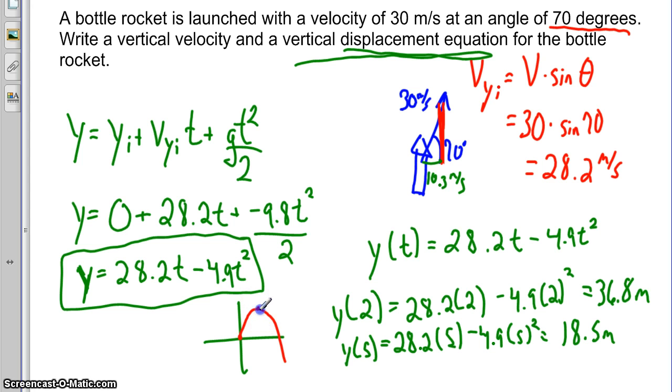Later on we're going to figure out when it actually gets to the top, but we're going to figure out it peaks around 3 seconds. And it probably hits the ground at about 6 seconds. I'm guessing if I did 6, it'd be pretty close to the ground. Actually, I'm going to do that real quick.